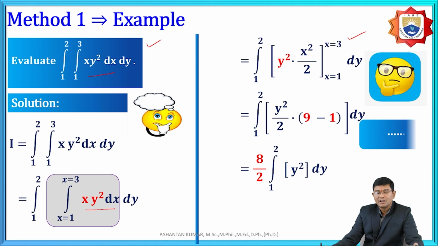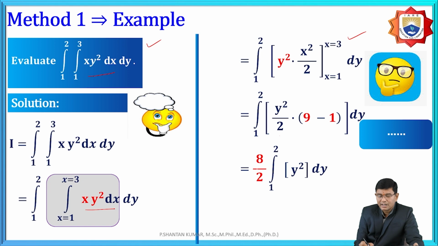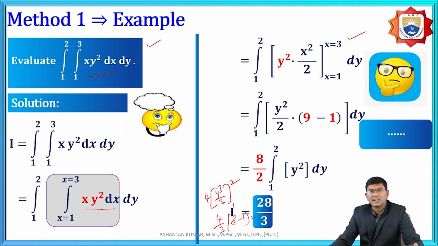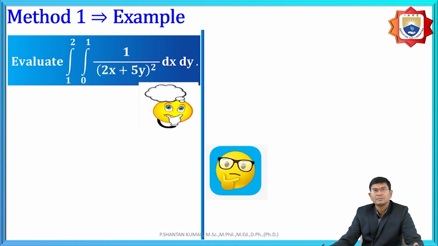By using simplification, 8 by 2 is nothing but 4, and here integrating with respect to y, that is y cube by 3, the limits are 1 to 2. Here also 4 by 3 take out common, the solution is 8 minus 1, so the remaining solution is 28 by 3, the final solution.